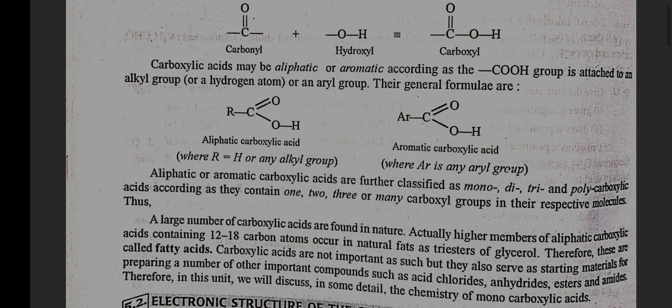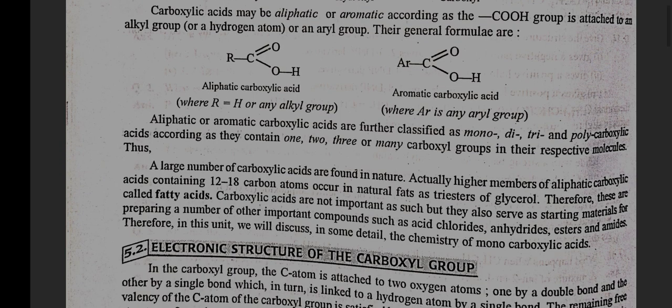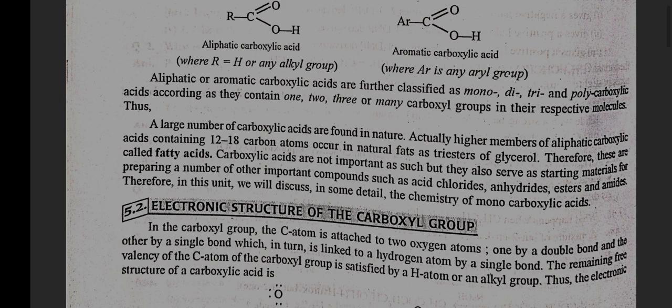A large number of carboxylic acids are found in nature. Actually, higher members of aliphatic carboxylic acids containing 12 to 18 carbon atoms occur in natural fats as triesters of glycerol. Therefore, these are called fatty acids. Carboxylic acids are not only important as such, but they also serve as starting materials for preparing a number of other important compounds such as acid chlorides, anhydrides, esters, and amides. Therefore, in this unit, we will discuss in some detail the chemistry of monocarboxylic acids.